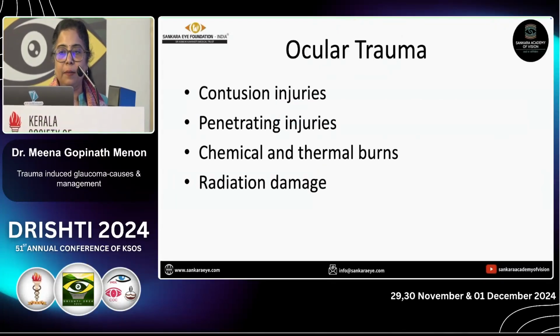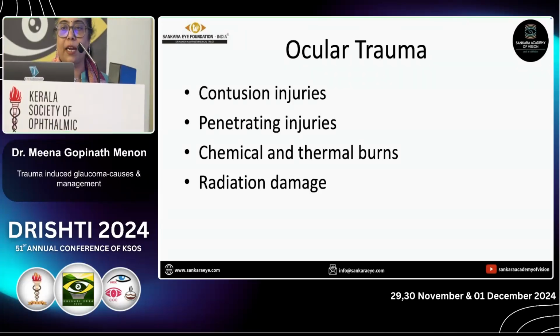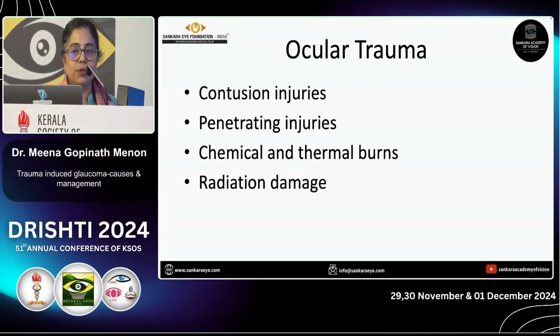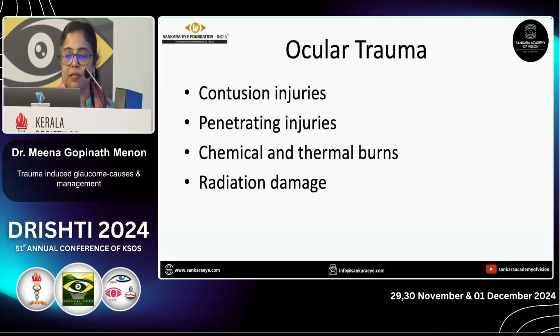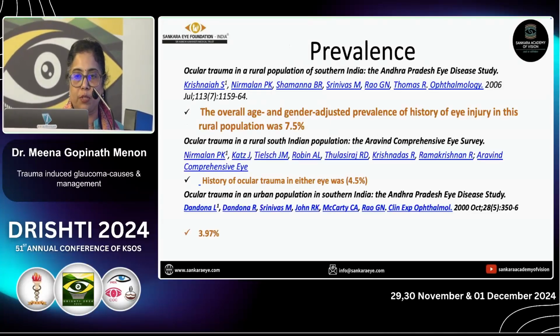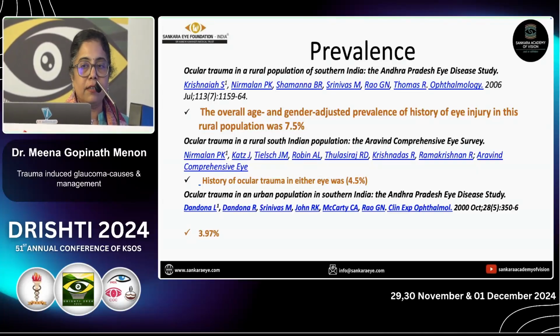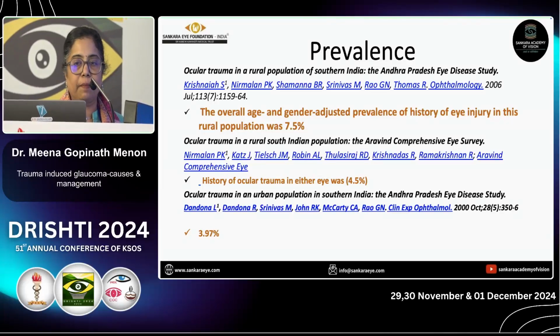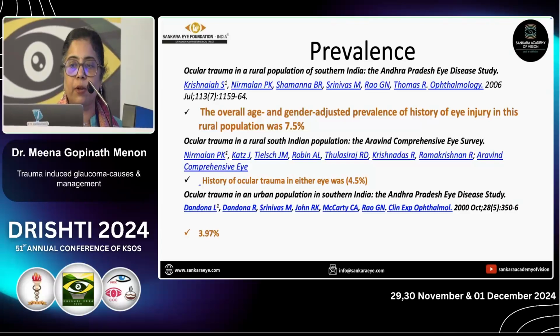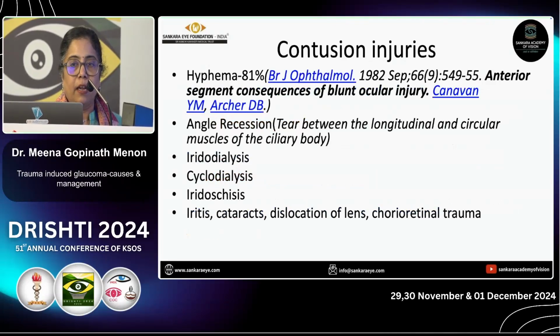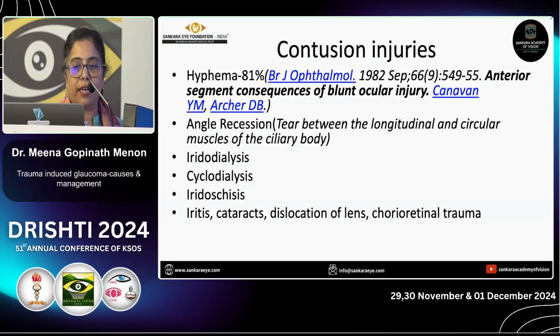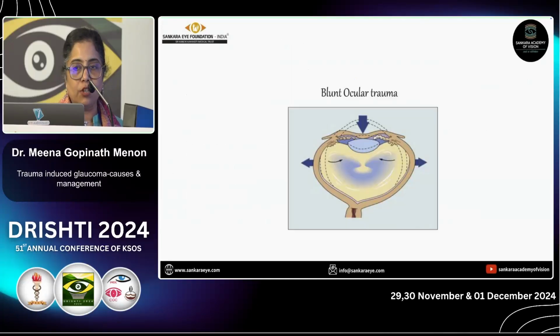So let's start with the different types of ocular trauma, which include contusion injuries, penetrating injuries, chemical and thermal burns, and rarely radiation damage also we do see. Now, when we talk about the prevalence of ocular trauma, these are some of the South Indian studies which have happened, which range from almost 4% to 7.5% in various studies. Now, hyphema amounts to almost 81% of the presentation, and other presentations include angle recession, iridodialysis, cyclodialysis, iridoschisis, and various posterior segment injuries as well.